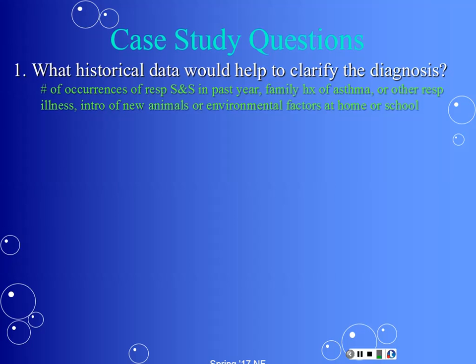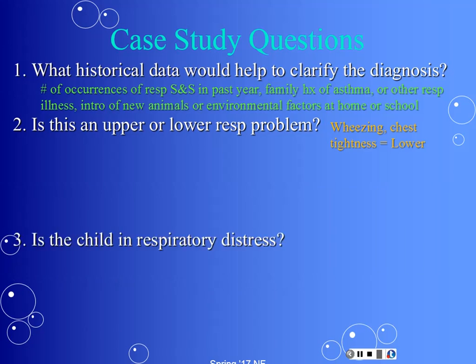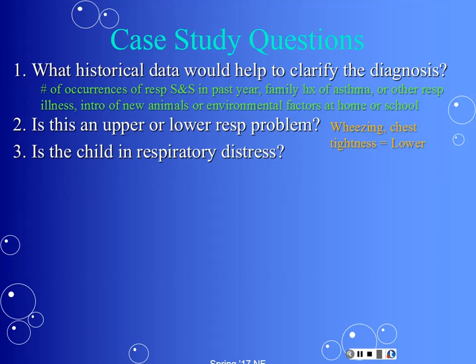Have we introduced any new triggers into the environment? Did they just get a new dog? Cat? Did she just start doing cross-country running through the trees, that kind of stuff? Has she been camping, that kind of thing, new things at home or school? Are we talking about upper or lower here? Lower airway. So we've got the wheezing and the chest tightness.